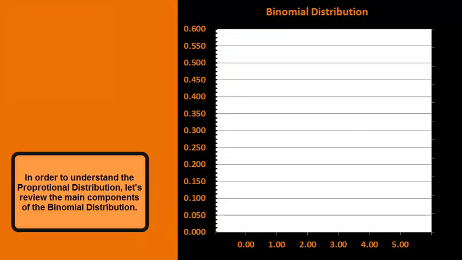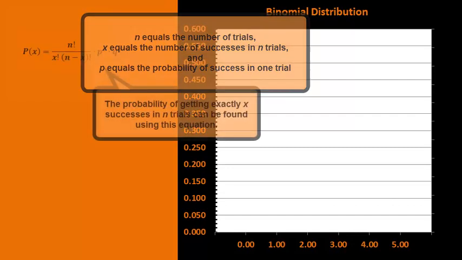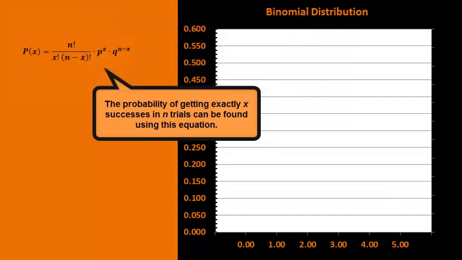In order to understand the proportional distribution, let's review the main components of the binomial distribution. N equals the number of trials, X equals the number of successes in N trials, and P equals the probability of success in one trial. The probability of getting exactly X successes in N trials can be found using this equation.